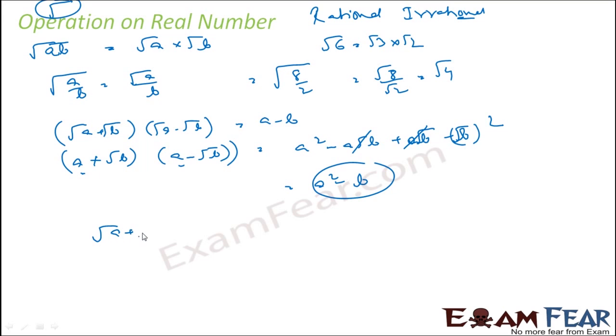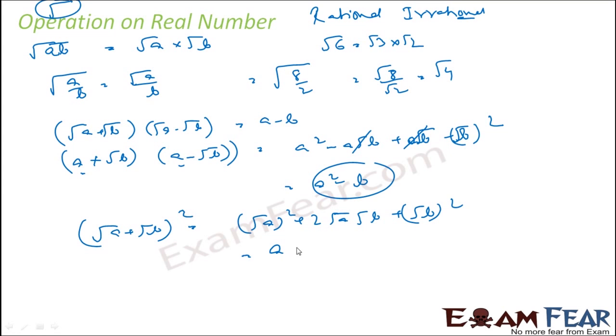Let's take one more. Root A plus root B, whole square. This becomes root A square plus 2 root A into root B plus root B square. Root A square is A, 2 root A root B is 2 root AB, and root B square is B. That is A plus 2 root AB plus B. Simple maths, just practice. It will be easy for you. Don't just watch these videos, pause this video for some time. Do the same steps on your own in your book and see if you can get the same answer. Simple maths, right?